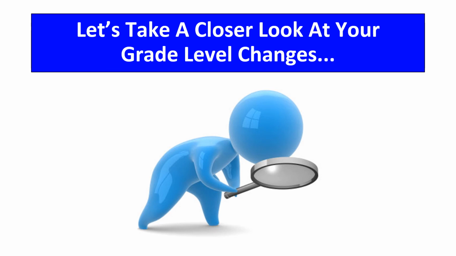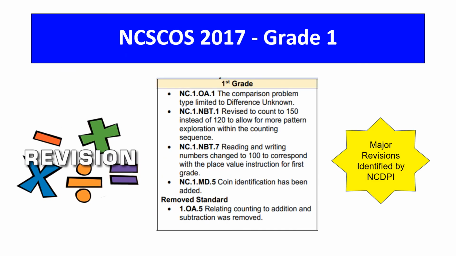Now we are going to take a closer look at changes in your grade level. NCDPI has highlighted major changes to your grade level content standards, as shown in the table. Major changes in first grade are as follows: limiting comparison problem types to difference unknown, extending the counting sequence to 150, reading and writing numerals to 100 to correspond to place value instruction in first grade, adding coin identification and their relative values to pennies, as well as removing relating counting to addition and subtraction.